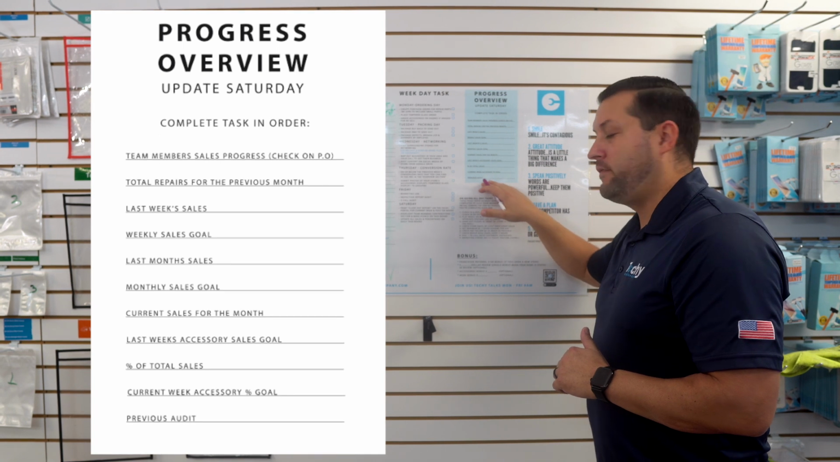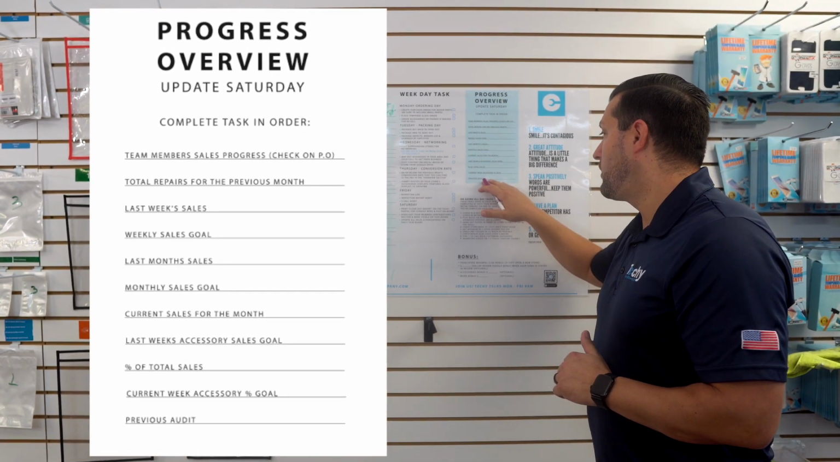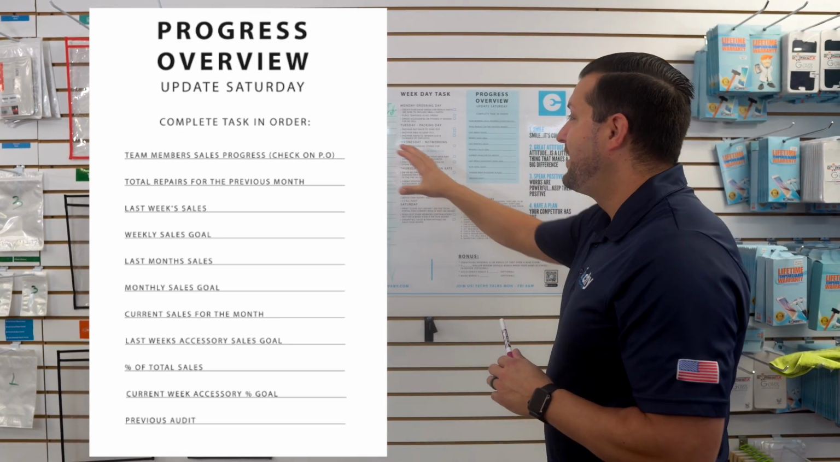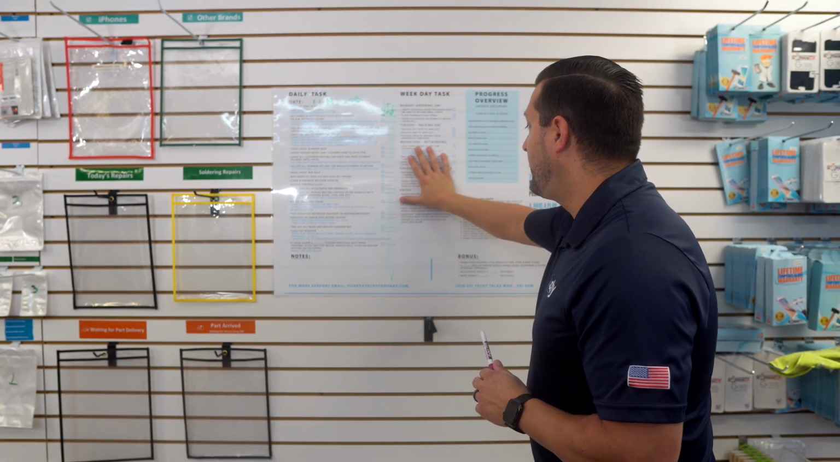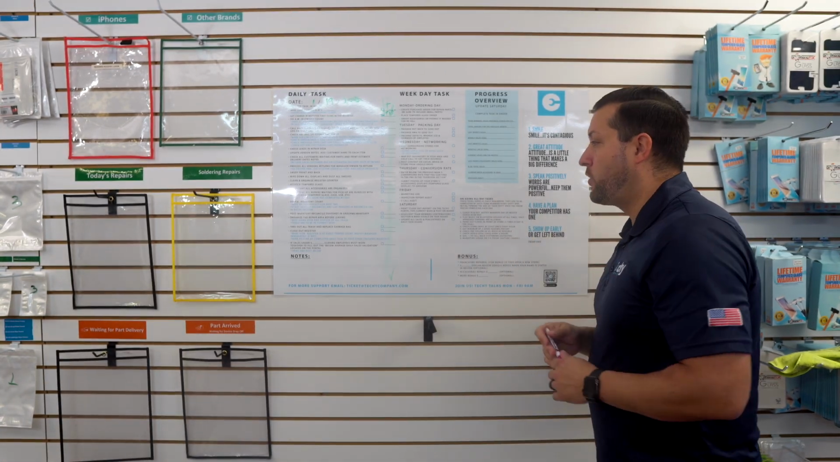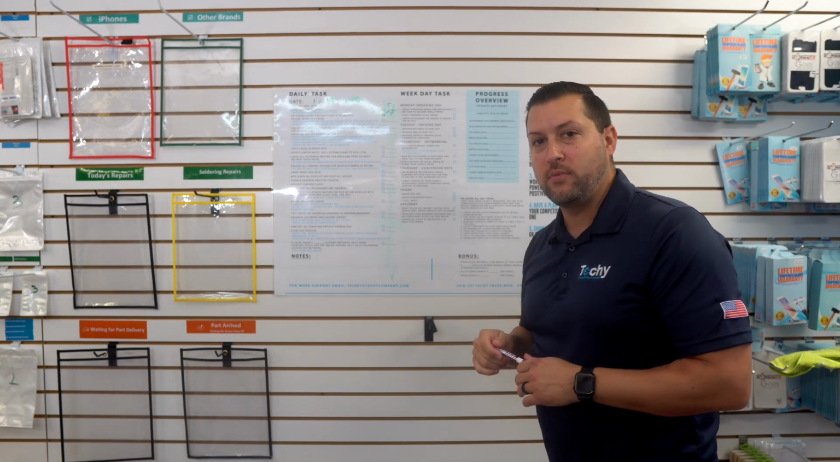We also have our previous audit score because we want to continue to improve and keep pushing that score up till we get 100%. So this is just a little bit about how we structure not only our day, but our week into our monthly audit. It all starts with this daily task, and there will be more to come in future videos of breaking each one of these down and why they're important to our business.